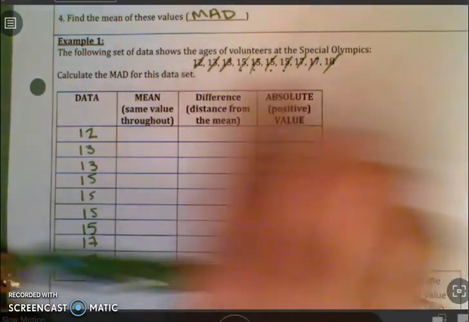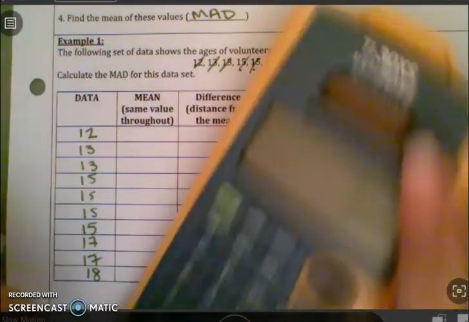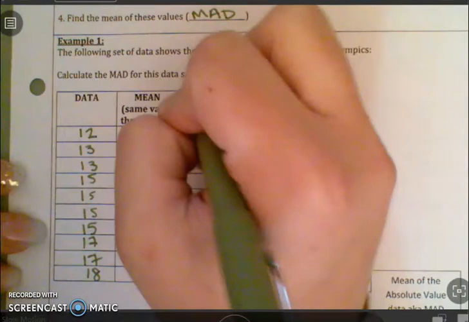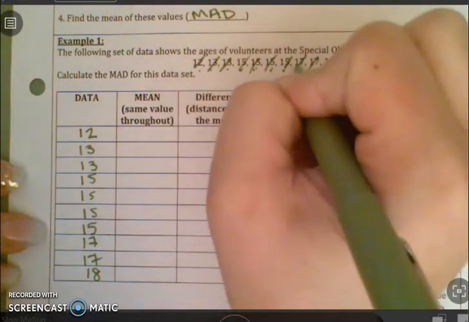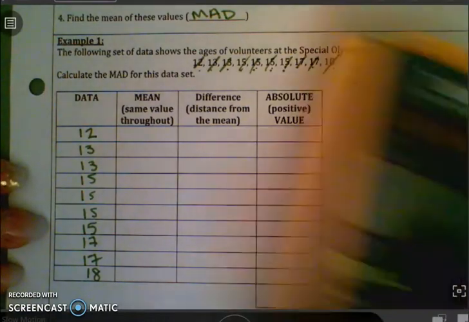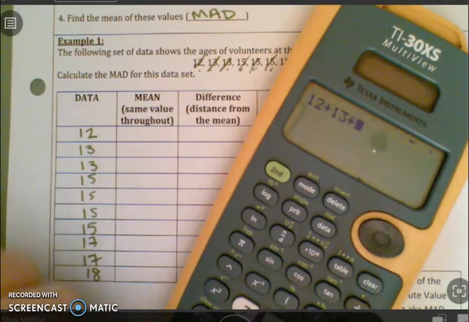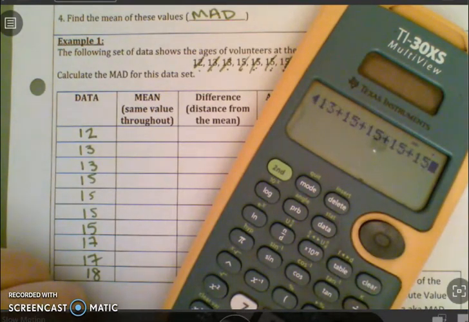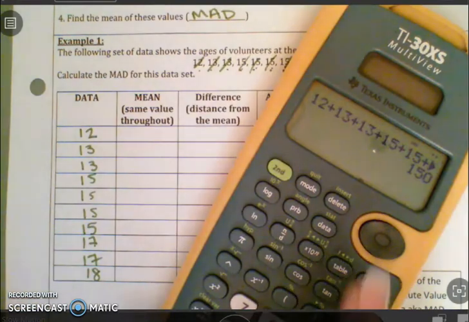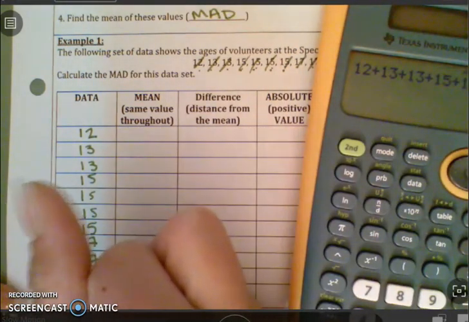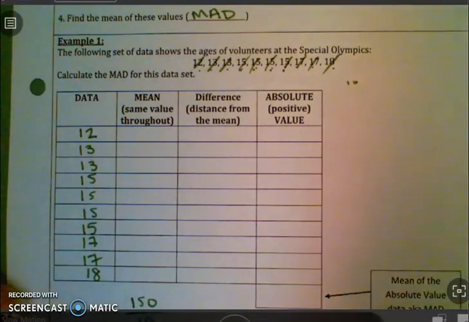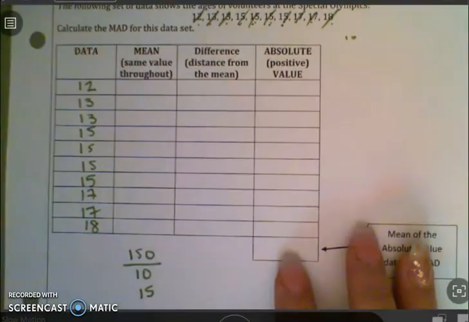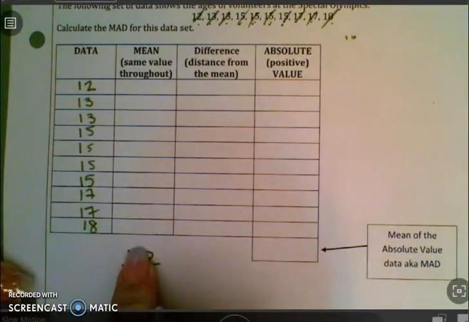Okay, now we need to find the mean of this. So we have to add them all up and divide by how many there are. So there's 1, 2, 3, 4, 5, 6, 7, 8, 9, 10 numbers. The total is 150, divided by 10 is going to give us 15. So we're going to put this number 15, the same number, all throughout here.